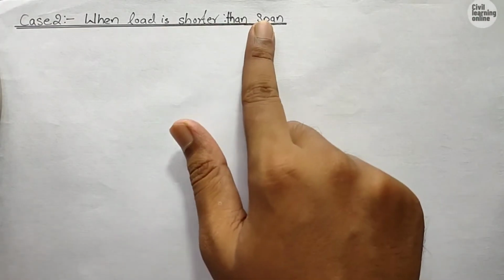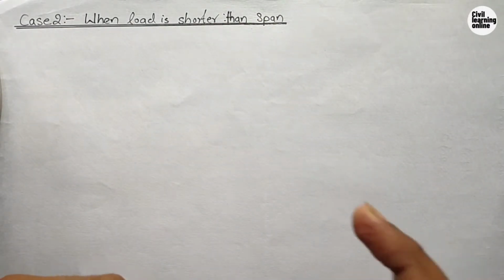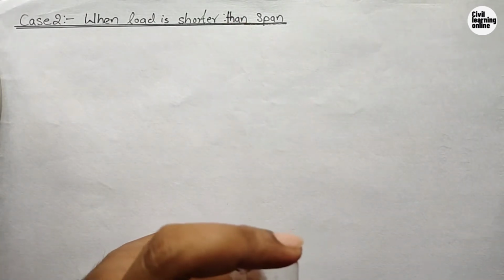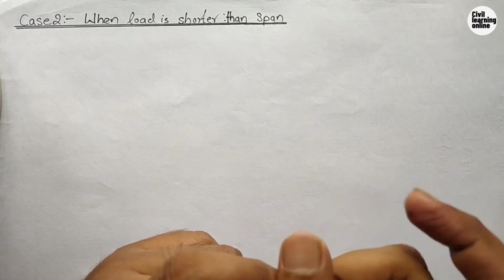Here comes the second case, and the case is when the load is shorter than span. So first we will discuss the concept related to such a problem. So let us draw a girder of span L with a UDL of span shorter than the span of the girder.